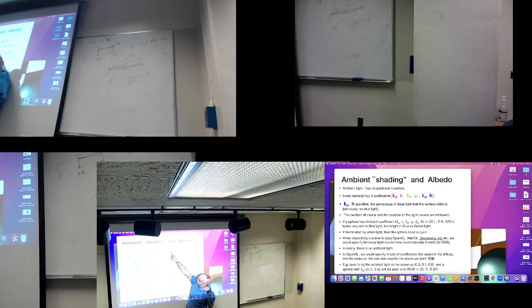Similarly for the green coefficient, again a coefficient between 0 and 1. It's not a lamp, it doesn't generate light. It just reflects a percentage of the green light that falls on it, and this percentage would be exactly what this coefficient is. And now I look at the green in the light that comes, how much of the green do I have in the light that comes, and that's how much is reflected.